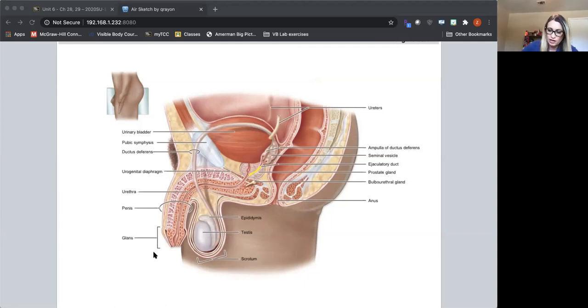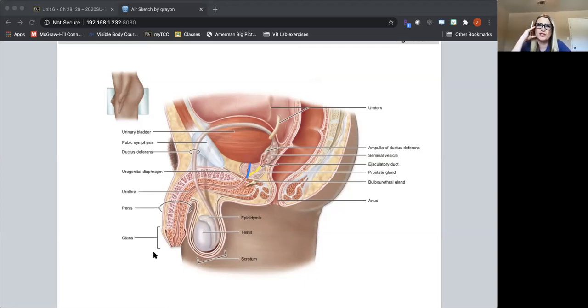Okay, this in the blue is the prostatic urethra. And then in the yellow is the ejaculatory duct. After the ejaculatory duct merges with the prostatic urethra, that little short part is still prostatic urethra. So we don't change the name.